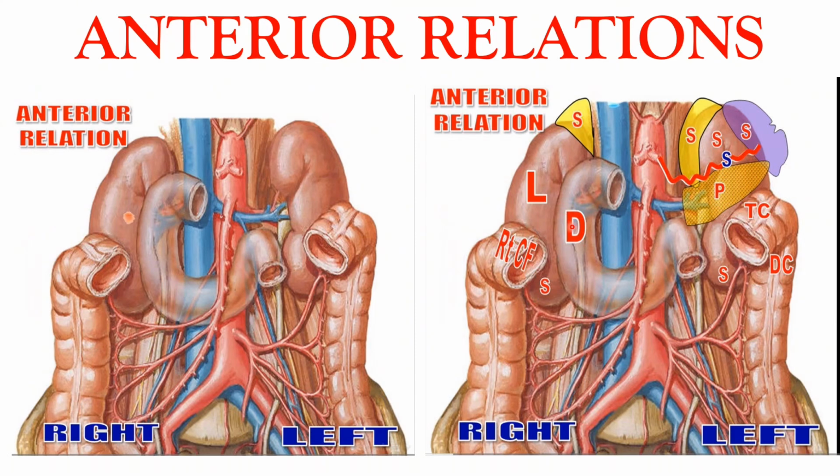Okay, this area we have the right lobe of the liver. This is the right colic flexure, and then this structure here is the small intestine. This is also the small intestine.